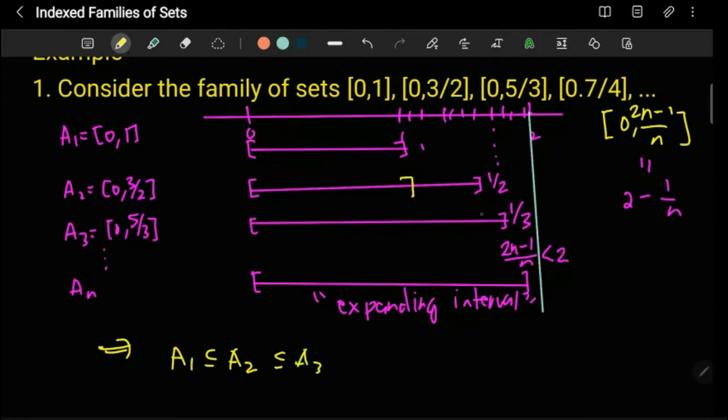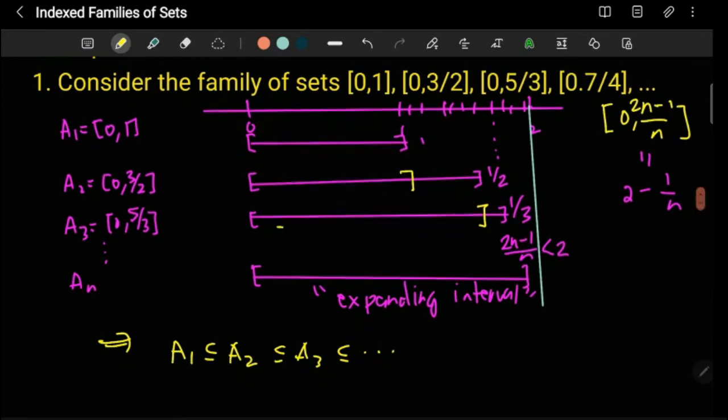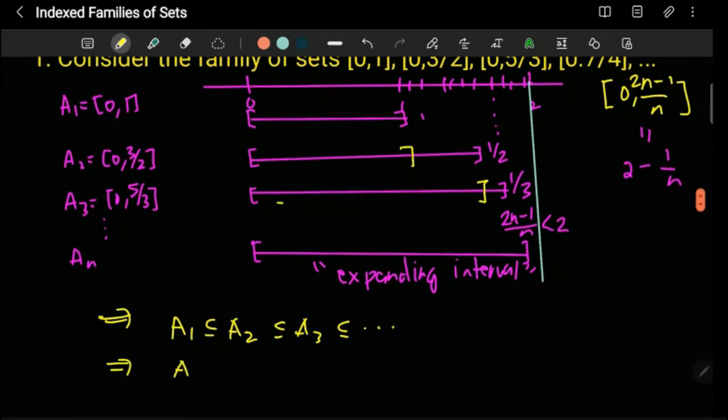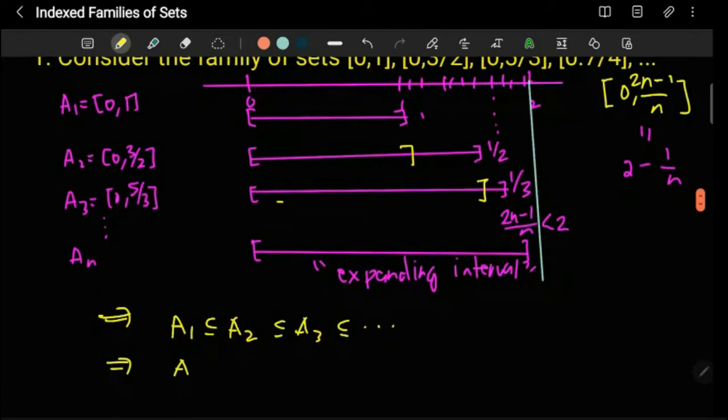Similarly, si A2 subset ng A3. Yan, very clear yan ha. Hanggang dito lang si A2 pero si A3 may dagdag pa. And so on. So it is easy to show that our expanding intervals follow this series of set inclusions. A1 is a subset of A2, A2 is a subset of A3, and so on. So what happens if you get the union of these sets? Di ba? Halimbawa lang, hanggang 1 to n lang yung kukunin mong union. O for example, A1 union A2 muna.